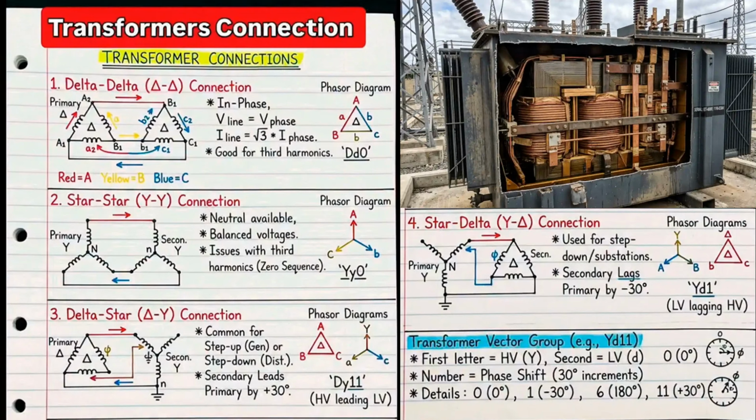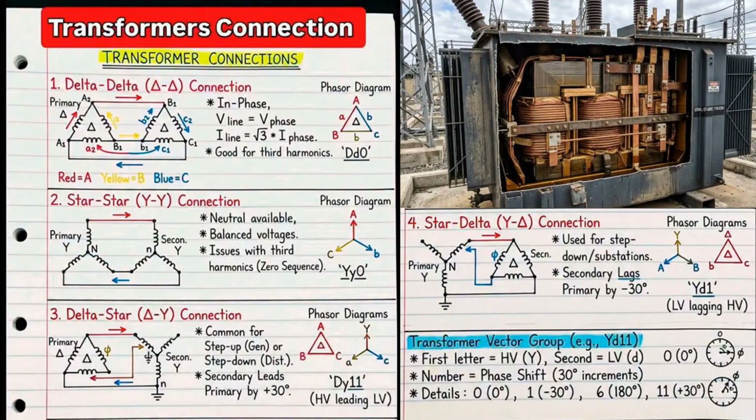Now before we wrap up, let me give you some practical guidance. When do you use each connection? Delta-delta is great for industrial loads, where you don't need a neutral. And you want good harmonic performance. Star-star is used in high-voltage transmission, where grounding is important. Delta-star is the most common for distribution, giving you a neutral on the secondary, and harmonic trapping on the primary. Star-delta is used for step-down applications, where you need a neutral on the primary side.